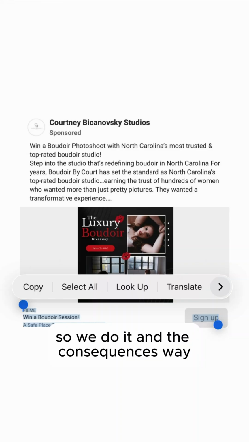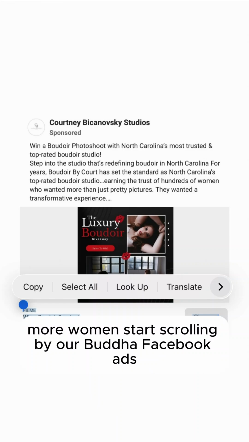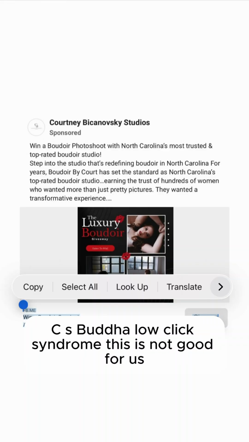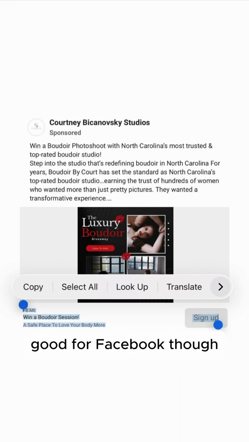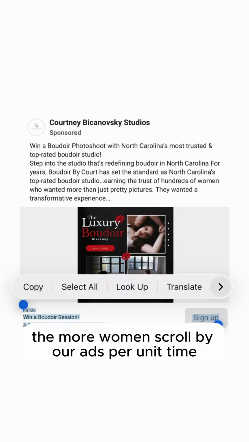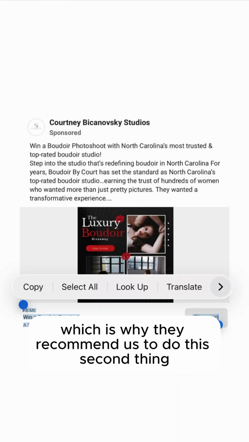So we do it. And the consequence is way more women start scrolling by our Boudoir Facebook ads, pulling our unique CTR under 6%, contributing to BLCS, Boudoir low click syndrome. So this is not good for us. Good for Facebook though, because they can serve more ads per unit time the more women scroll by our ads per unit time. So Facebook makes more money per unit time, which is why they recommend us to do this.